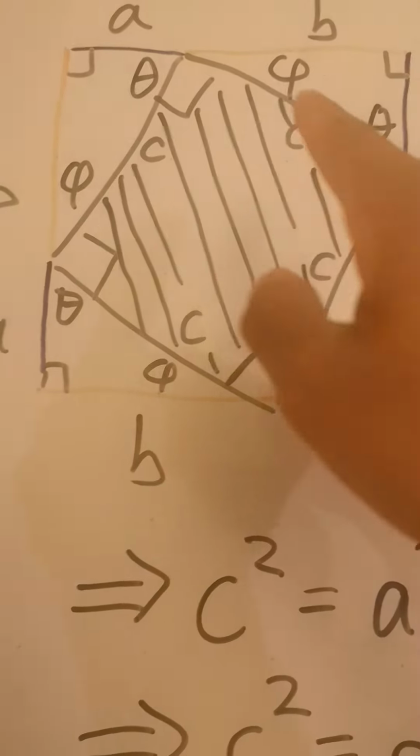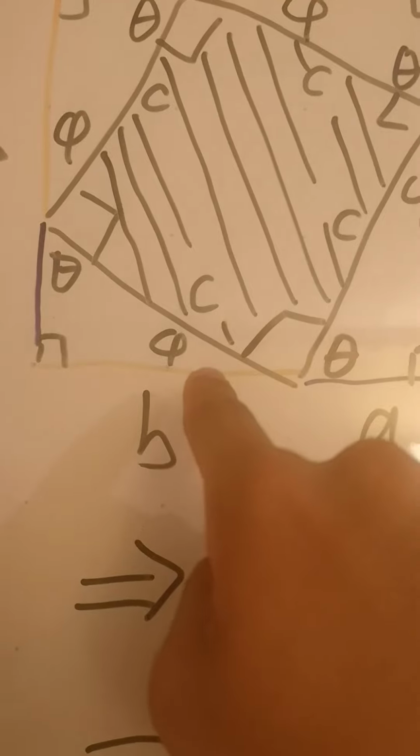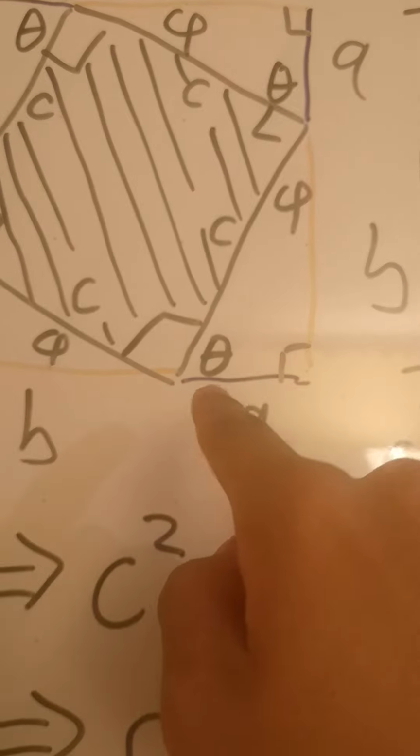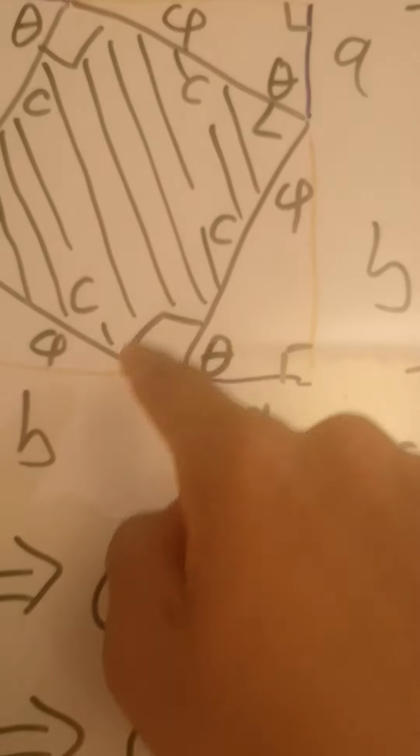Now, why this special orientation? Because if I let this angle, the smaller angle, be phi and the larger angle be theta, and here I have theta, then what is this angle? Well, it has to be 90 degrees, right?